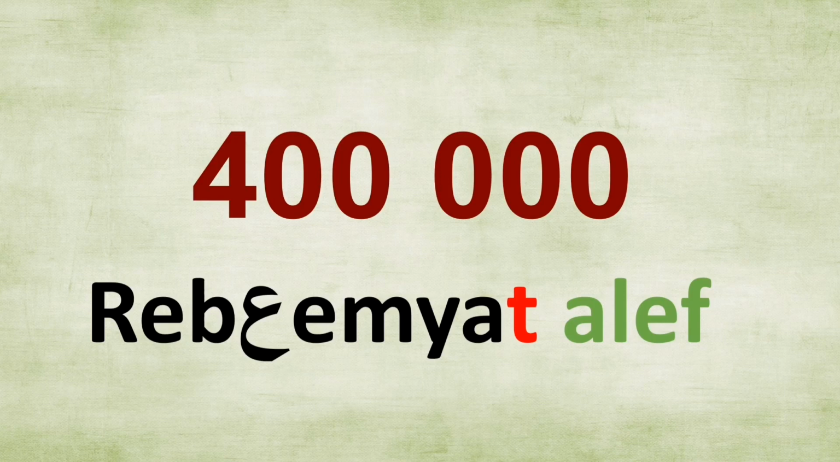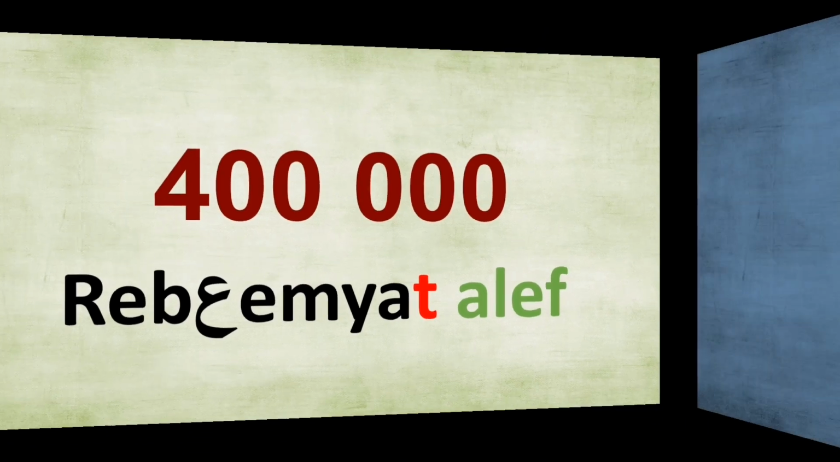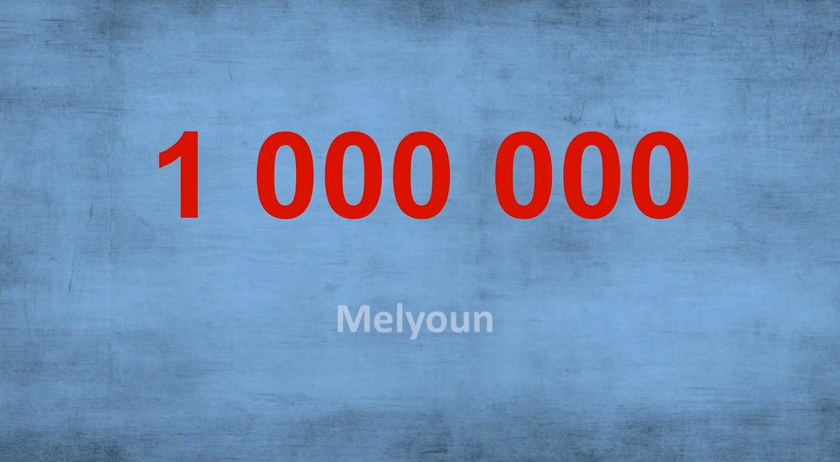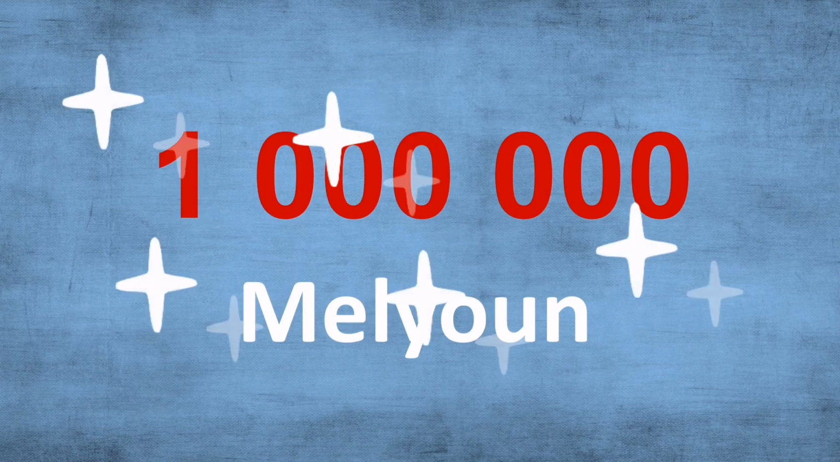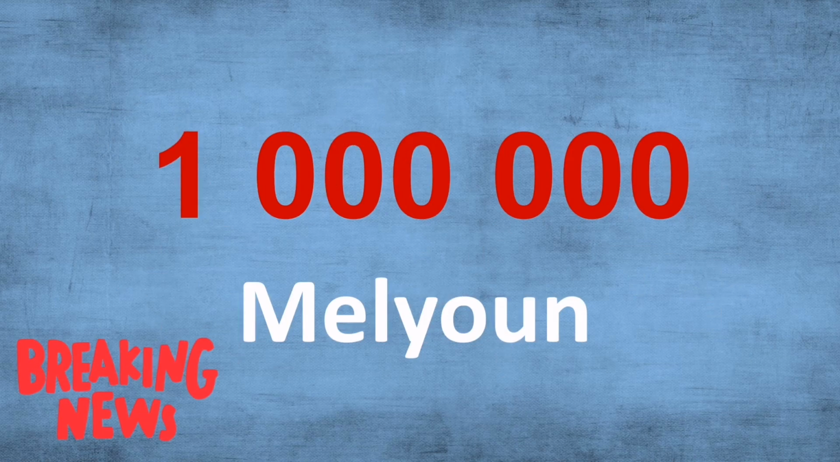So similarly to all the other 100,000s, 400,000 is 400,000. And the same thing applies to all the other numbers until you reach 1,000,000. Guys, it's awesome. You know a lot of numbers now. We only say million. Can you guess how to say 2 millions in Darija?